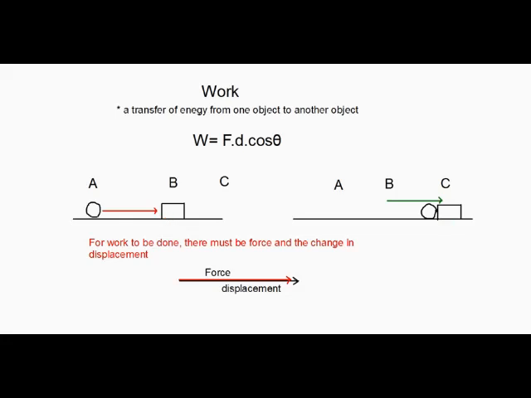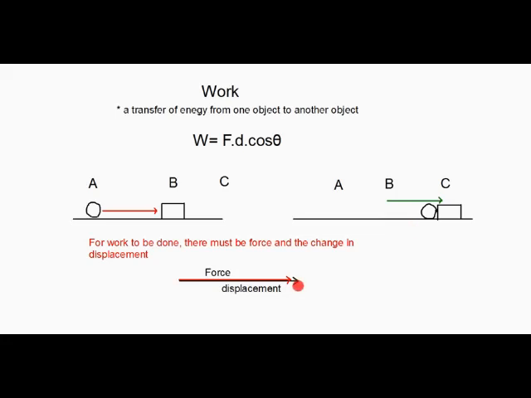The box will move from point B to point C together with the ball. So the ball pushes the box at point B and moves the box from point B to point C, which means there is work done here. For work to be done, there must be force and a change in displacement. What is the change in displacement? It is moving from one place to another. So the box moved from point B to point C, which means there is work done in this scenario.